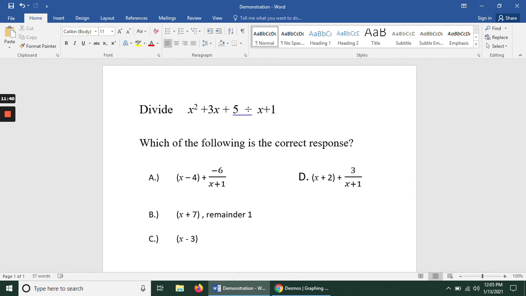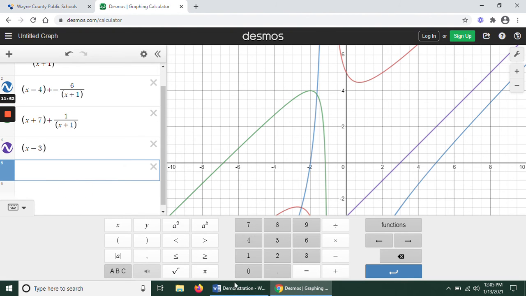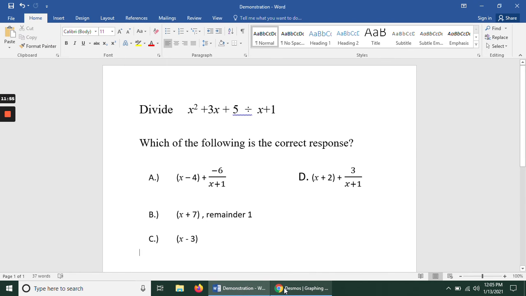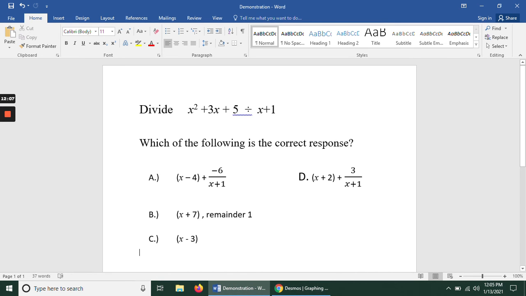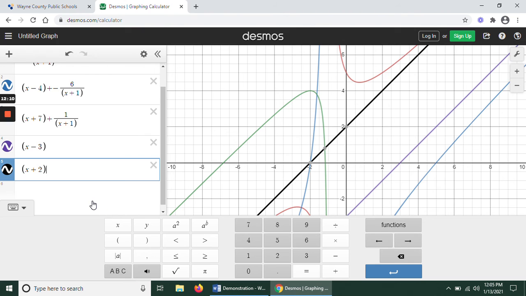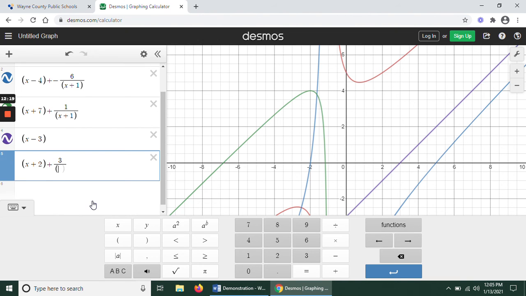Sorry about that interruption. I'm going to enter the expression for D in the next row. All right. So in our next row, I'm going to type x plus 2 in parentheses, plus 3 over, let me use parentheses, x plus 1.